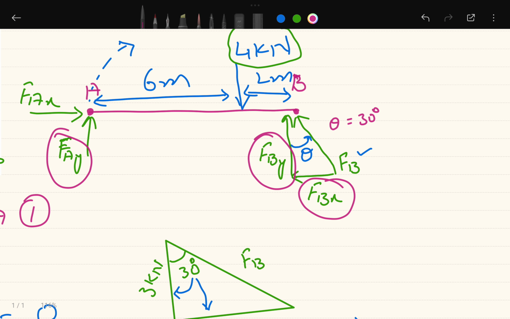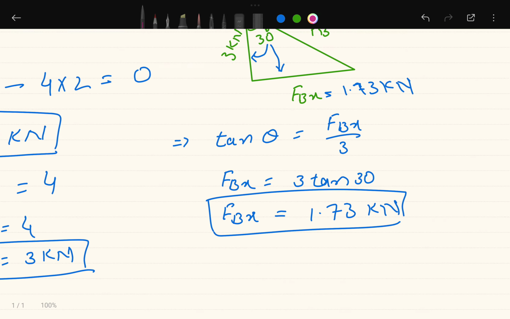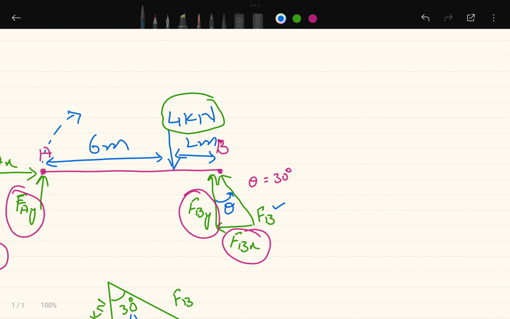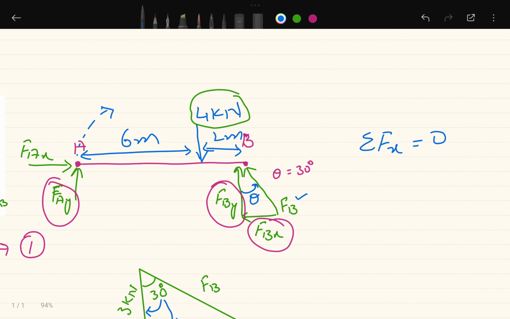FAX is the horizontal force component, and the sum of forces in the x-axis must be equal to 0. So if we do it that way, let's do it here. Summation of Fx will be equal to 0, and you have only two forces that are in the x-axis. One is the FBX and one is your FAX. So FAX plus FBX is equal to 0.